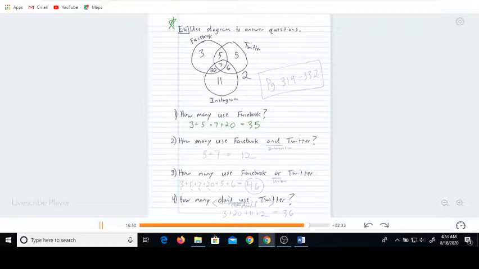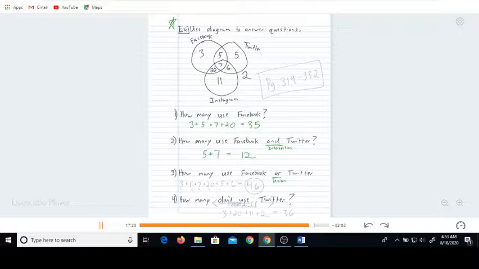Now the next question is how many use Facebook and Twitter. So and means the intersection. So we're taking everything from the intersection of Facebook and Twitter. So that would be 5 and 7, because that's where those two circles overlap, giving us an answer of 12. Now or, so remember and is associated with intersection. Or is associated with union.